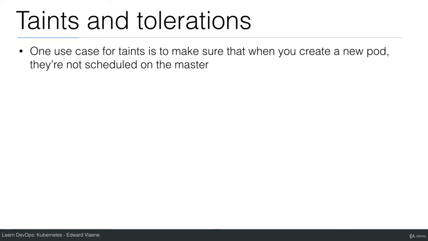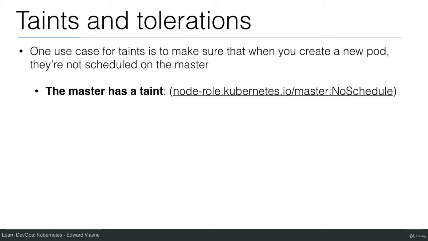One use case for taints is to make sure that when you create a new pod, it is not scheduled on a master. When you run a cluster that has more than one node, the master has a taint. The taint that the master has is called node-role.kubernetes.io/master, and the type is NoSchedule. Because this master has a specific taint, you can only schedule on a master when you have a toleration applied to your pod. And by default, you don't apply any tolerations. So by default, you will not schedule on the master, you will schedule your pods on the other nodes. If you still want to schedule on the master, you can add a toleration, or you can remove this taint as well.